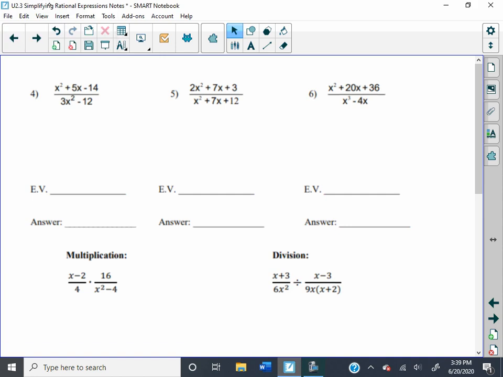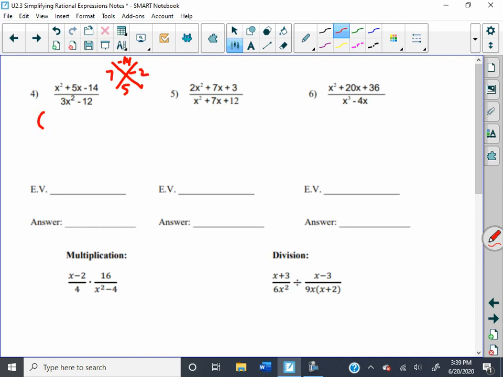All right, number 4. So we have a trinomial on top, so we're going to use the x method for factoring. So negative 14's on top and 5's on the bottom. And so it's 7 and negative 2. So I'm going to put it right here. So x plus 7, x minus 2.